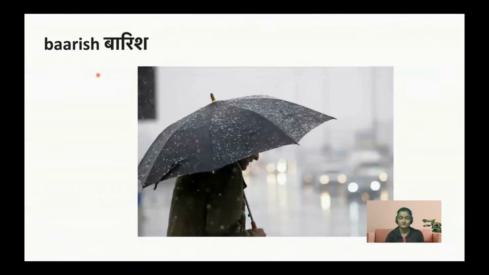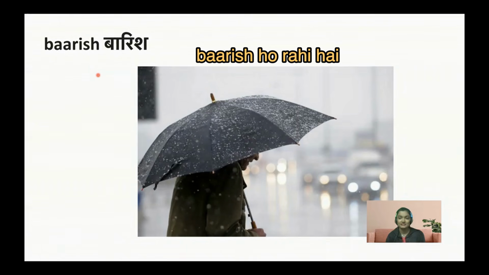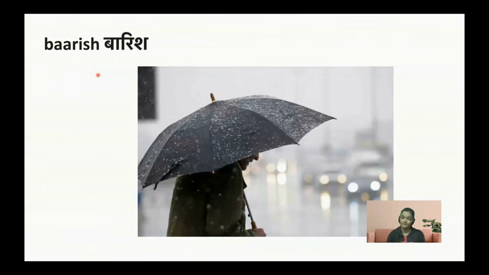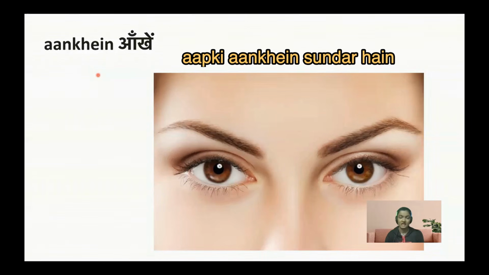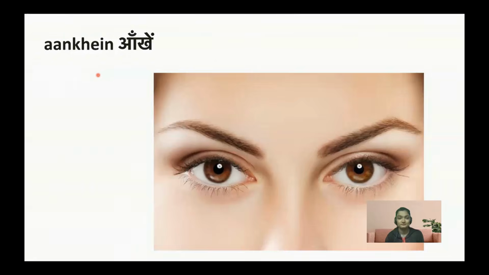बारिश for rain or rainfall. बारिश हो रही है to mean it's raining. बारिश is also feminine. नैना also means eyes. नैना is masculine, whereas आँखें is feminine. आपकी आँखें सुंदर हैं. Your eyes are beautiful. So not आपका आँखें, but आपकी आँखें सुंदर हैं.